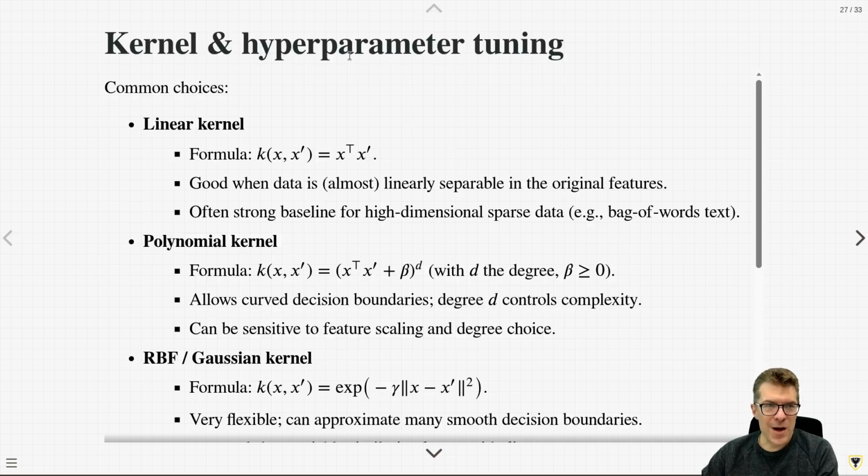A few practical considerations. So again, we talked about the standard choices: linear, polynomial, and RBF/Gaussian. In the linear kernel, the formula is pretty straightforward. You're just looking at the product of the two points. This is good when the data is almost linearly separable in the original features, and can be a good baseline, especially for high-dimensional sparse data.